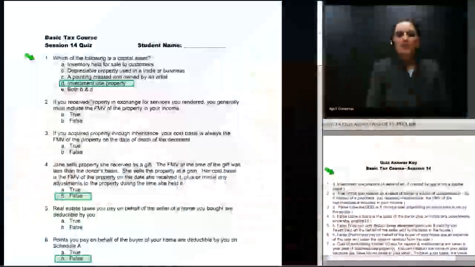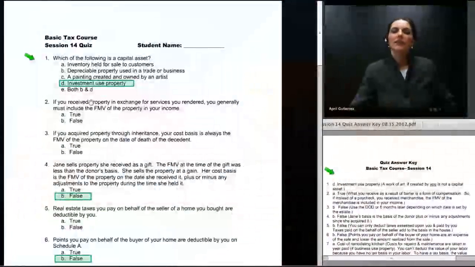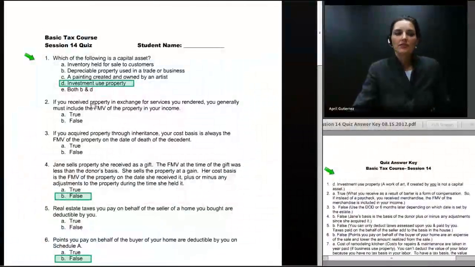We're going to begin Session 16 with a review of the Session 14 quiz answer key. I have the Session 14 quiz up on the screen in front of you, and the first of the most frequently missed questions from the Session 14 quiz is question number 1. Which of the following is a capital asset?